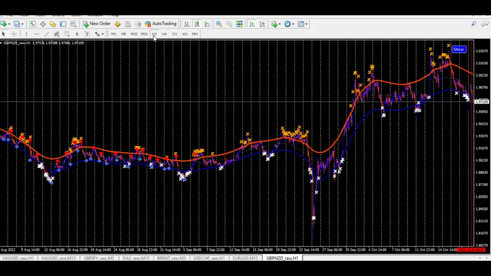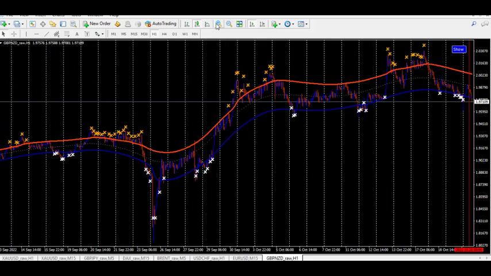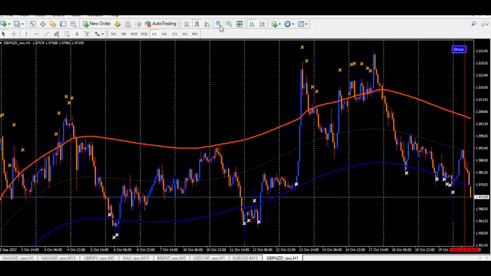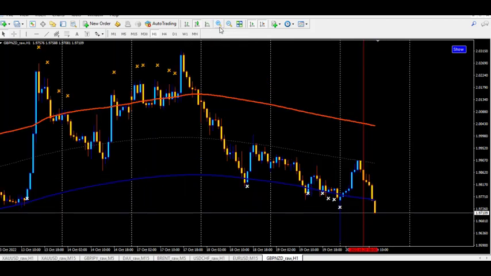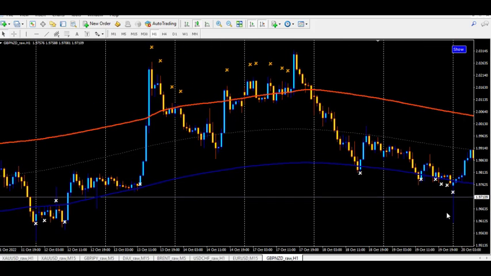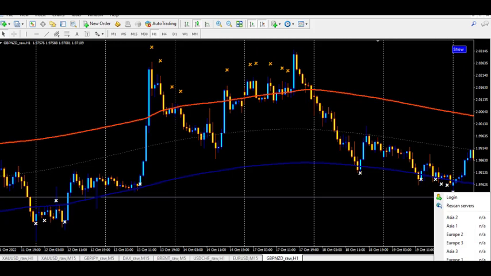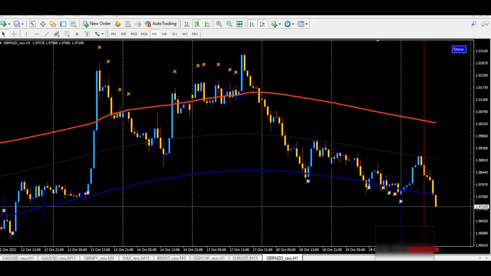I have to connect to internet. Okay, we have it here on the 1 hour, but let me connect to internet right now. I disconnected so that I'll be able to scroll through the chart, but let me connect so that the indicator can update on the higher time frame. So let's just wait and let me connect.